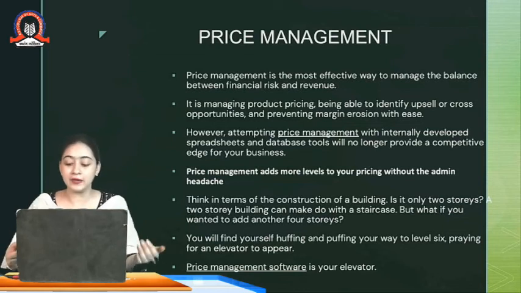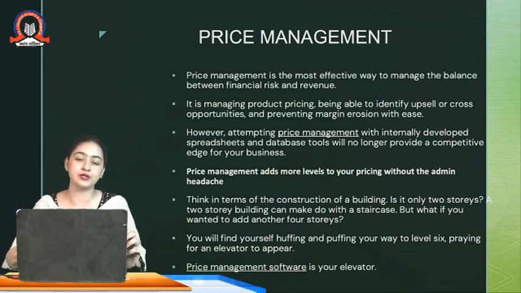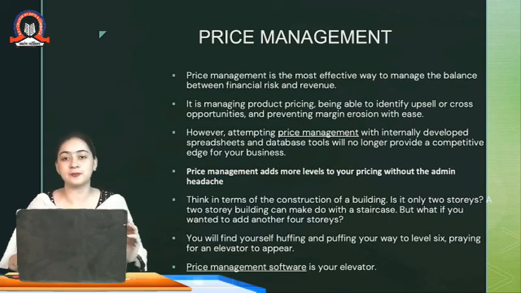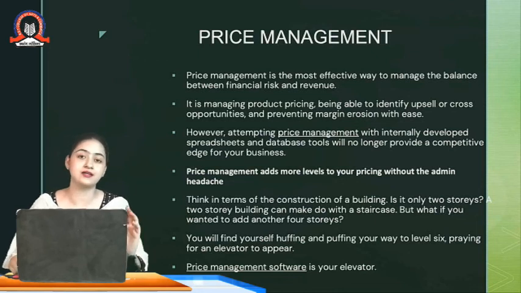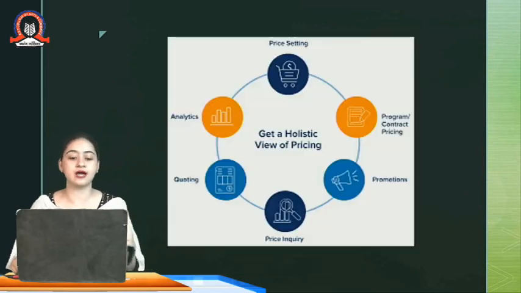Financial risk may be that we have uncertainty, we don't have the demand, so we should have some kind of provision for it, and revenue gives the continuous cycle, the operating cycle. It is managing product pricing, being able to identify upsell or cross-sell opportunities. However, attempting price management with internally developed spreadsheets and databases, we use n number of databases and tools to make sure that price is managed and set in such a way that it gives the best output to the producers and to the consumers.